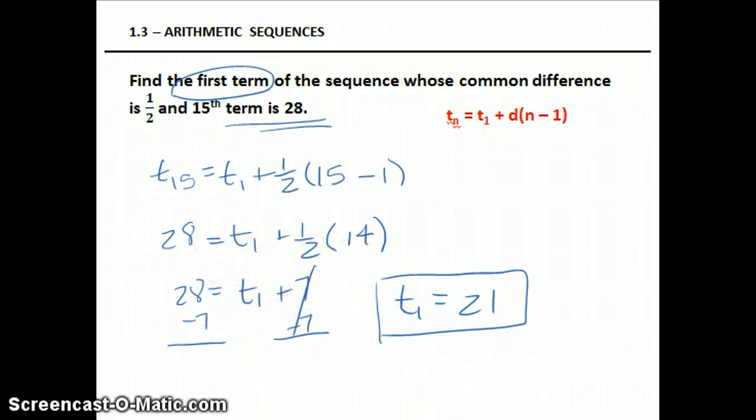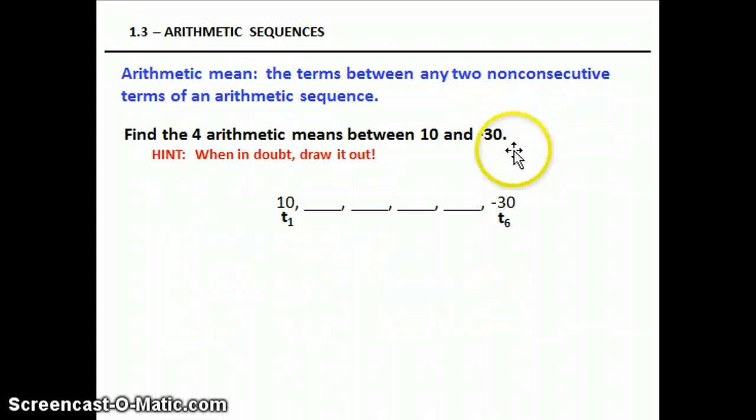Okay, so the next thing we need to talk about is what is an arithmetic mean. An arithmetic mean are the numbers that are in between each of these terms. For example, there are 4 arithmetic means between 10 and negative 30: 1, 2, 3, 4. So if you look at it, you would want to ask yourself, what do you have here? Well, how do I find these?